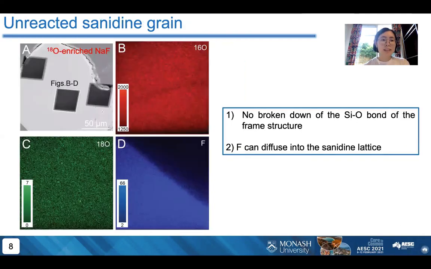One sample from oxygen-18 enriched sodium fluoride solution is very interesting because the oxygen-18 amount is very low, which means that there was no breaking down of silicon-oxygen or aluminum-oxygen bonds of the framework structure, so this sample is an unreacted sample. However, half of this grain is characterized by enrichment of fluorine, which means that fluorine can diffuse into the sanidine lattice without breaking down the framework structure.